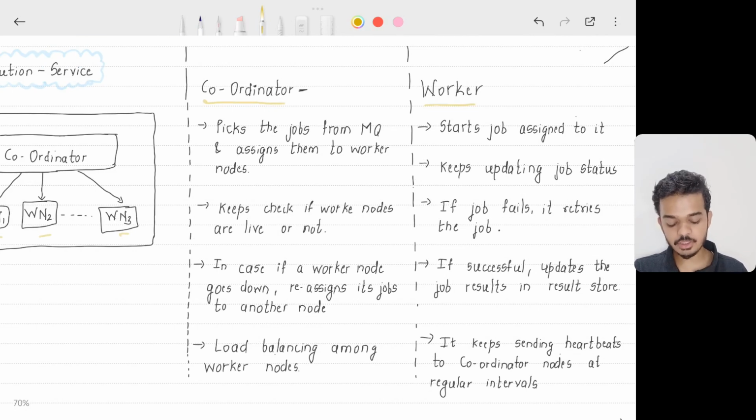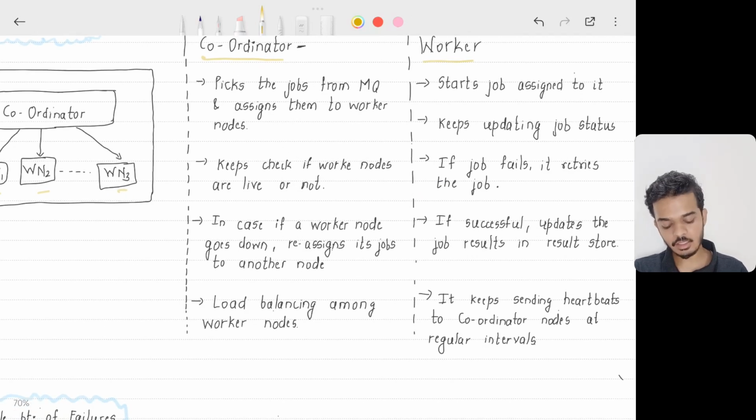The coordinator picks the jobs from the message queue and assigns them to the worker nodes. Okay, then it keeps a check on whether worker nodes are live or not. How does it keep a check on that? The worker nodes would be sending heartbeats at regular intervals, and if the coordinator does not receive 3 consecutive heartbeats from a worker node, it will assume that the worker node is down. So that is how it checks if the worker node is live or not. Okay. Then in case the worker node goes down, it will reassign its jobs to another node.